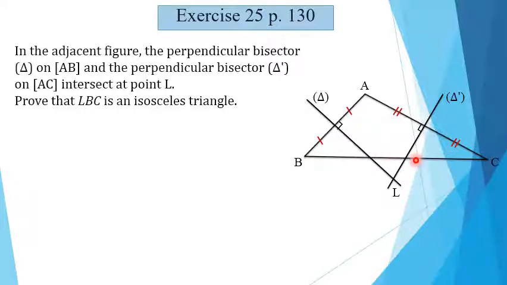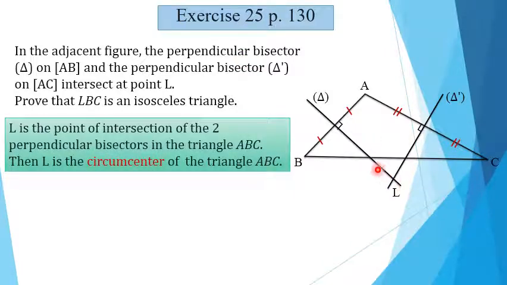A triangle here. Look, I always have to start thinking by what do I have in the given. Since in the given they talked about perpendicular bisector, this means that let's think about the point that is equidistant. L is a point on the perpendicular bisector delta, so LA equal to LB. L is a point on the perpendicular bisector delta prime, so LA equals LC.